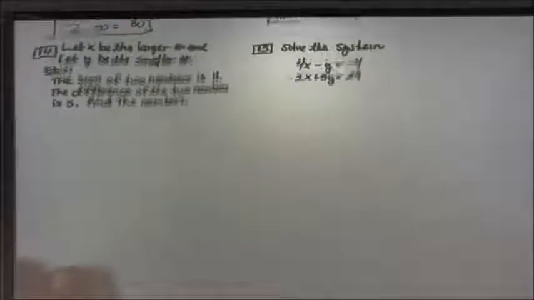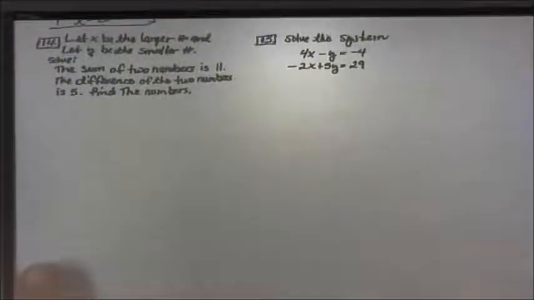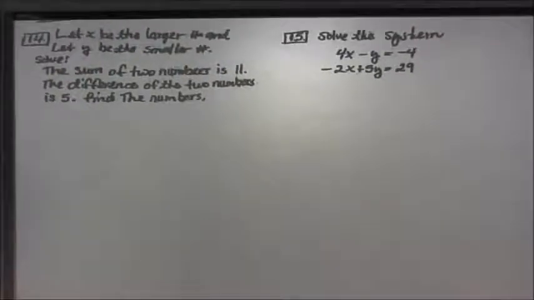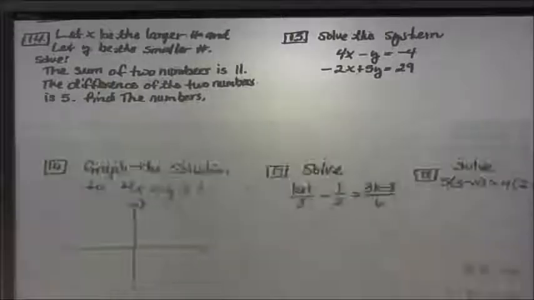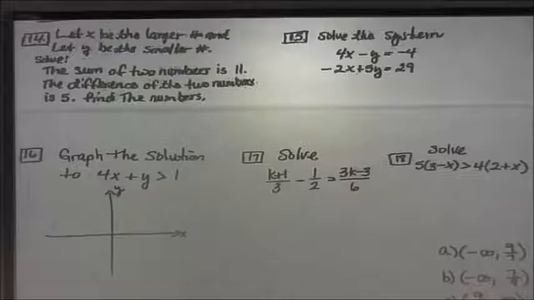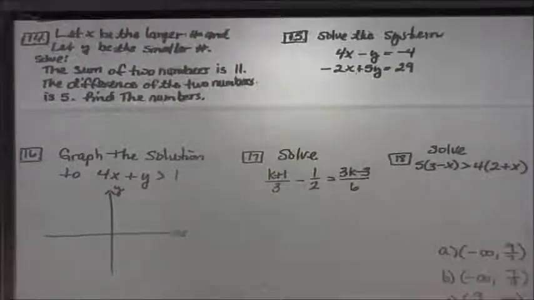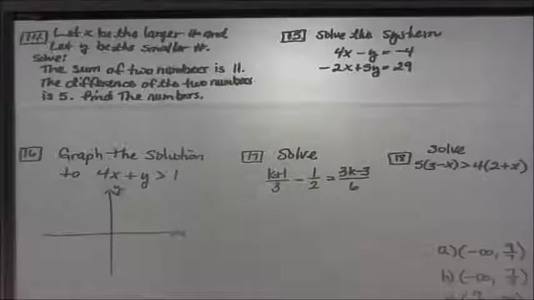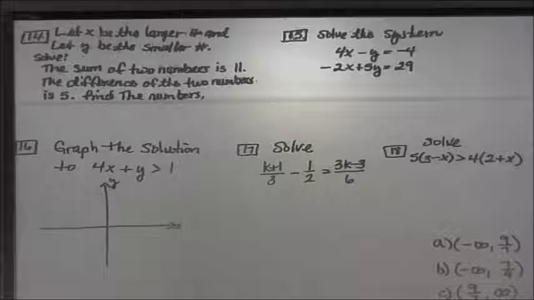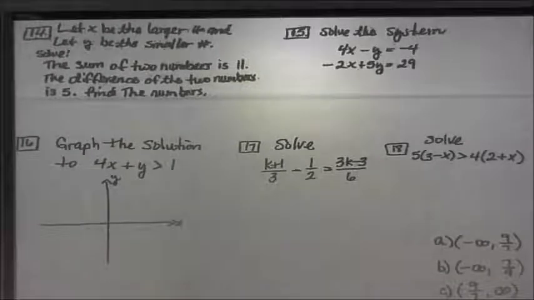Here we are with 14, 15, and let me see if I can squeeze something else in there. Yeah, I got some other stuff to squeeze in there too. All right, so we have 14, 15, 16, 17, 18, and 18 has some multiple choice selections. Try to squeeze it in there. All right, you can still work them.